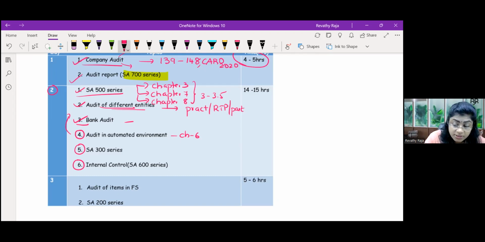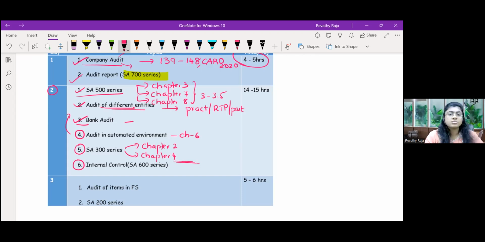Then SA 300 series. In the 300 series, we have 300, 315, 320. When you cover this, you will be covering your chapter number 2, which is planning, strategy, and materiality, as well as part of chapter number 4, risk assessment.